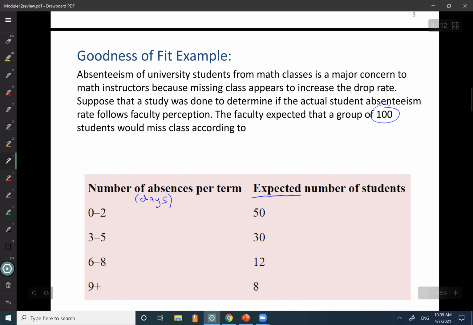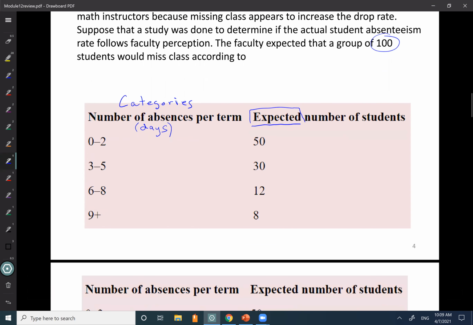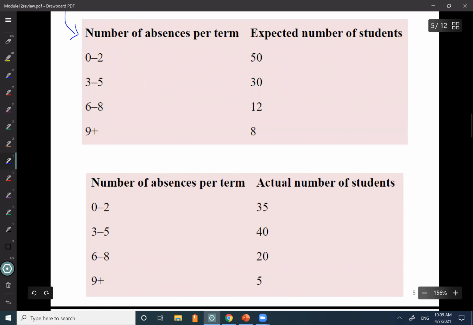Okay. These are the expected values, this column, and these are the categories: 0 to 2 days, 3 to 5 days, 6 to 8 days, 9 plus. It's grouped data, if you remember way back from the beginning of the course. We've grouped the counts, and I'm going to copy this same table down to here, so that we can compare to what actually happened.